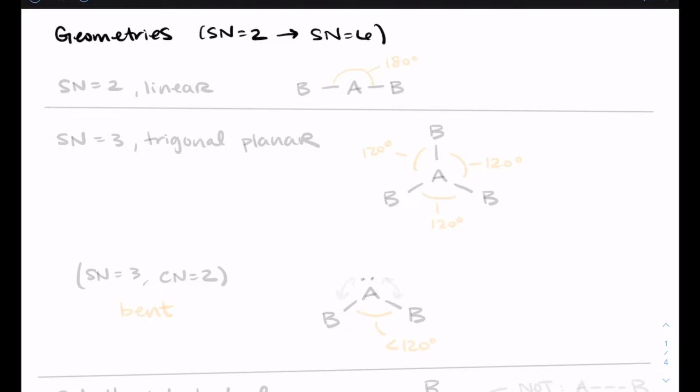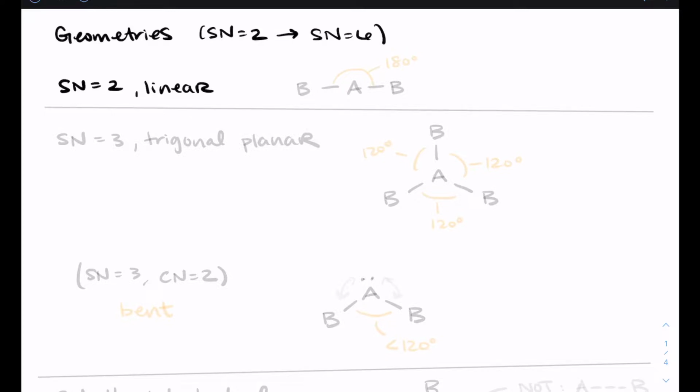We'll have some work with models, and I will also have links to some other YouTube videos that are really helpful. So steric number of 2, my basic geometry, my electron geometry is linear. And what that means is that if A is my central atom and B are the two things that are attached to it, I've got them attached with single bonds. It doesn't have to be a single bond. This is just kind of a generic picture.